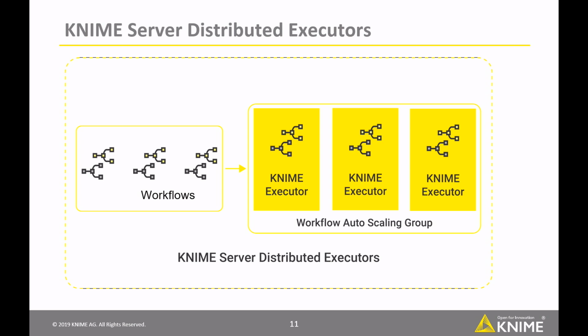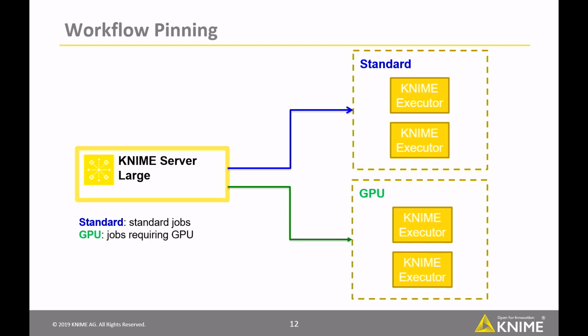So the great thing about having these distributed executors is that you can also do what we call workflow pinning. With workflow pinning, you can create labels, such as standard and GPU. I just picked an example. I can then label KNIME executors with that. So now you've created these executor groups. I have a standard executor group, and I have a GPU executor group, and the GPU executor group, I guess, would have GPUs on it.